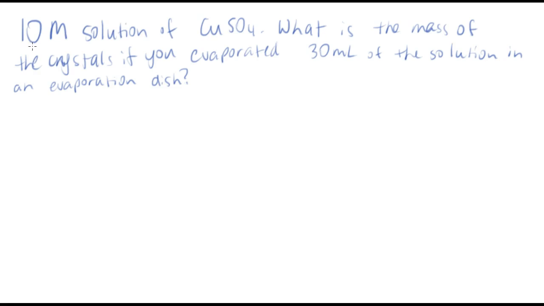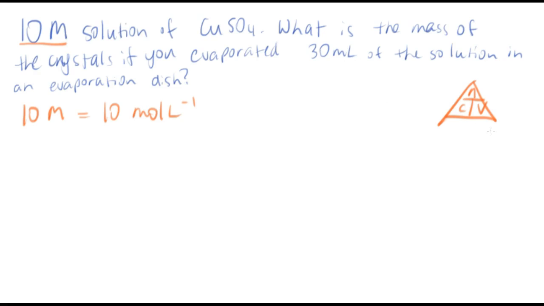So let's first analyze what this 10M actually means. Now that 10M in chemistry terms actually means 10 moles per liter. So in this solution of copper sulfate, for every liter there are 10 moles of copper sulfate. So we can figure this out using our trusty little triangle. Let's draw our triangle again: C, N, and V, that we can use to figure out how much we actually have in a particular volume.